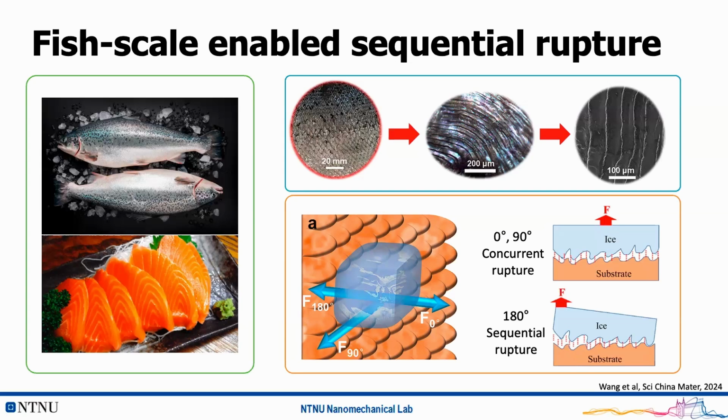If along or perpendicular to the growth direction, we will have the concurrent rupture. All the contact points between the ice and the fish scale will fracture at the same time. But if we shear it along this 180 degrees against the scale, then we could have this sequential rupture, that the contact points at the interface will fracture one by one. So that means this is sequential rupture. So this is the design concept.